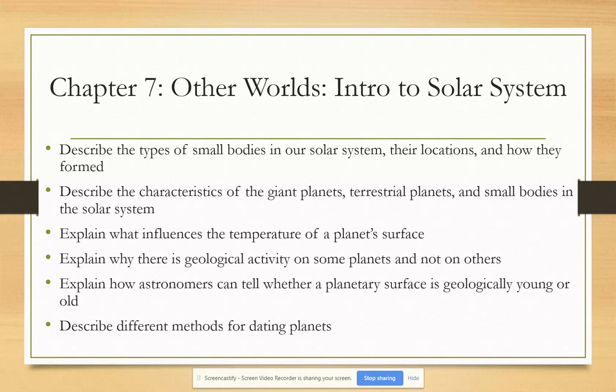On to chapter 7. Introduction to the solar system. First we had to talk about things for observing, and now what do we observe? Well, in the solar system, as we talked about, we have the planets, but what else do we have besides planets?